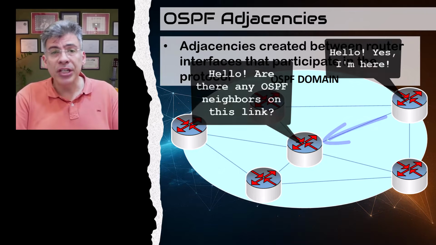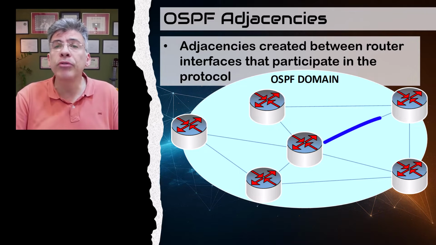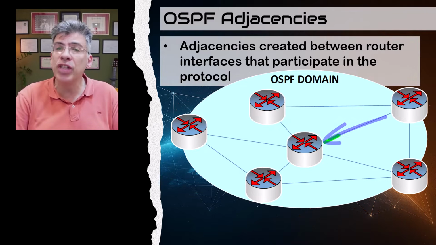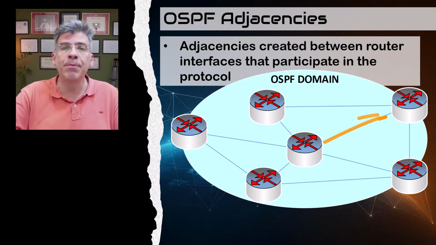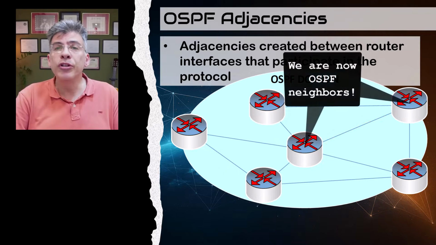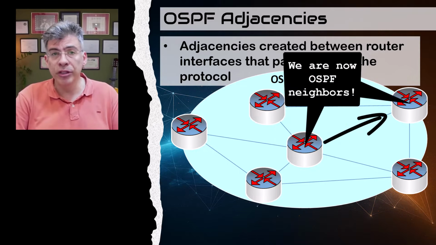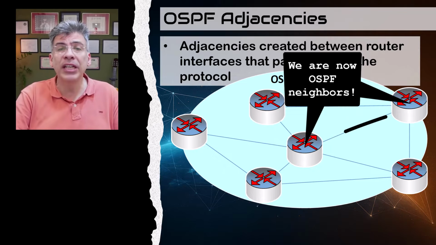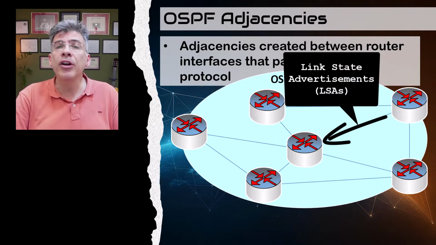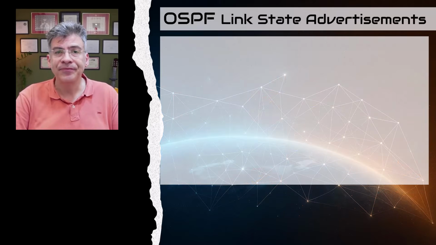Once they discover each other, OSPF routers go through a series of involved exchanges of messages to establish these adjacencies. If all conditions for making such a peering are met, the routers begin to exchange information about routes that they have learned about. The exchange of networking information uses what are known as link state advertisements, or LSAs.